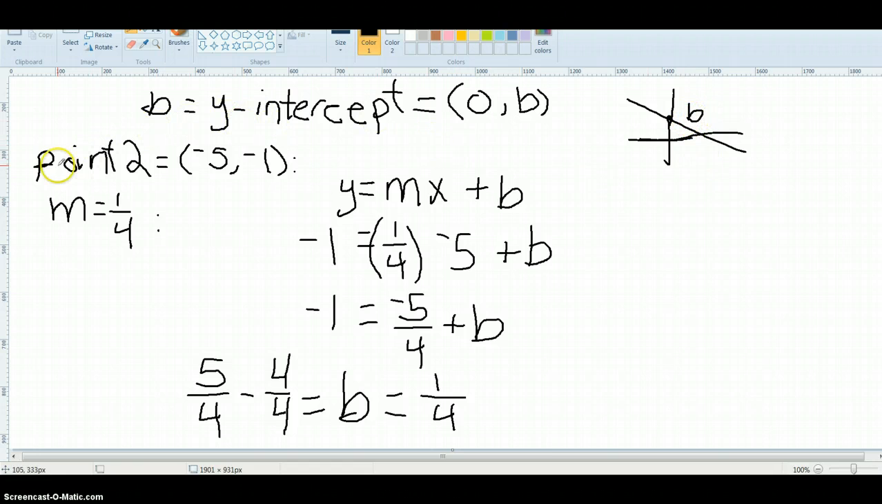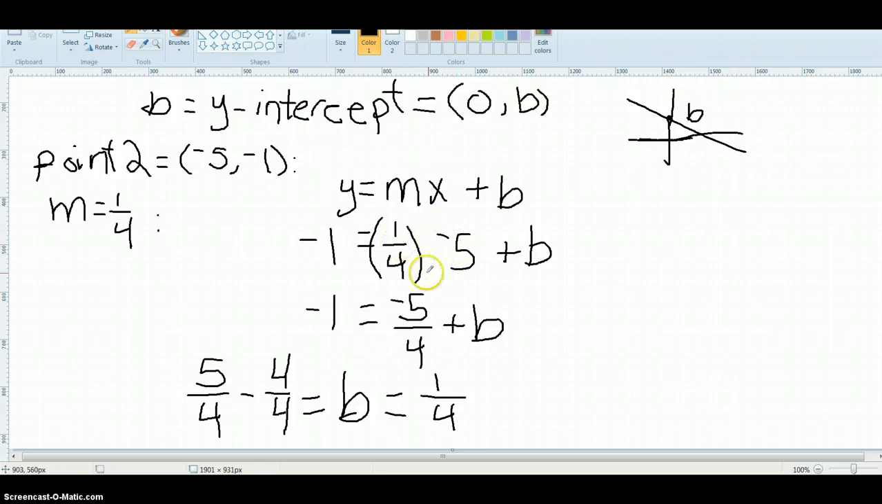So I just grabbed point 2, and we have the -5 and -1. So this is our x and this is our y. And we have our slope, m equals 1/4. So we write the slope-intercept form, y equals mx plus b, and then we plug in all the values that we have. So we plug in y equals -1, and then m is 1/4, and then x is -5. Alright, so we have everything we need to solve for one variable.